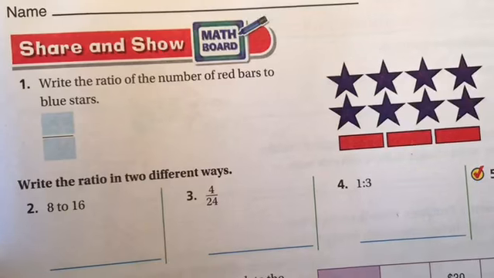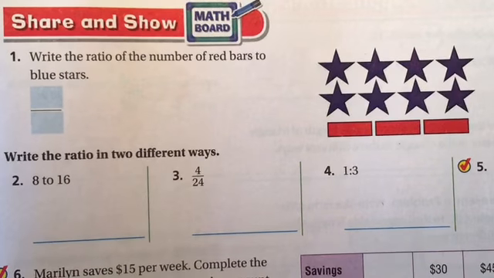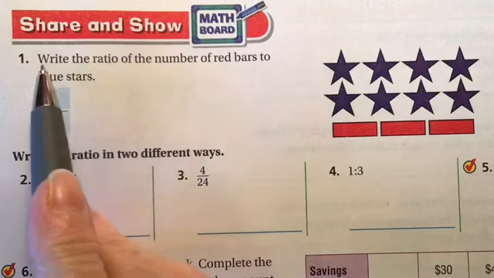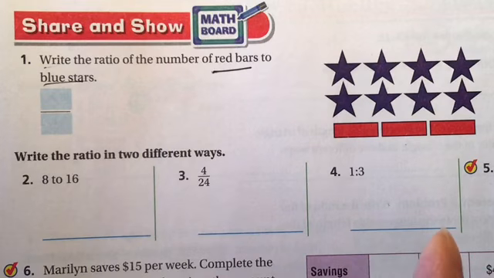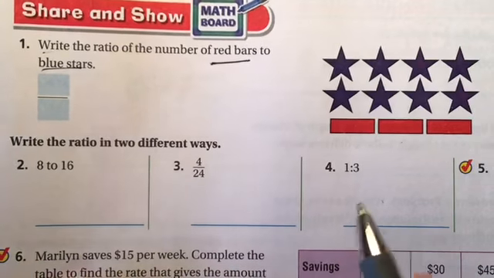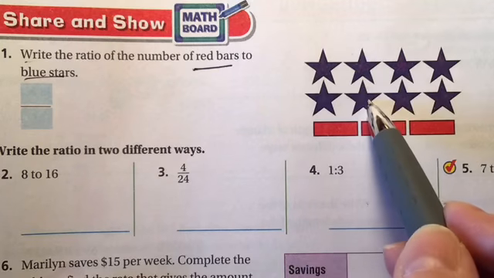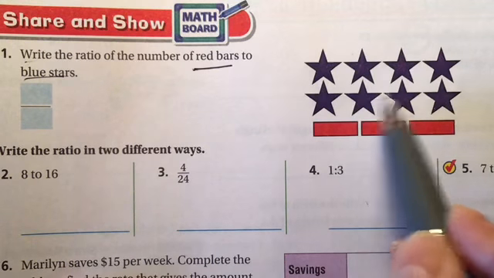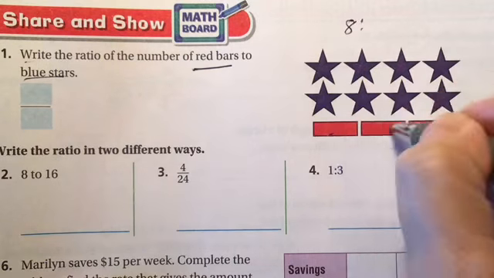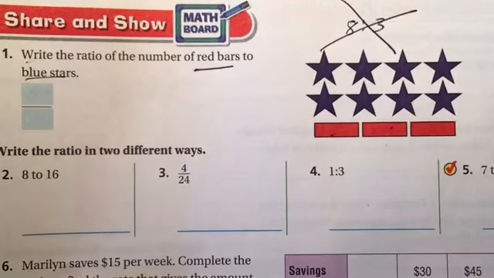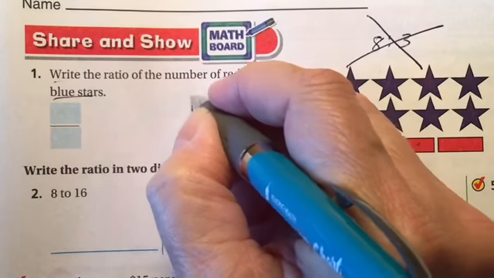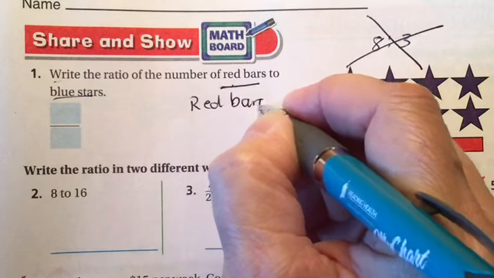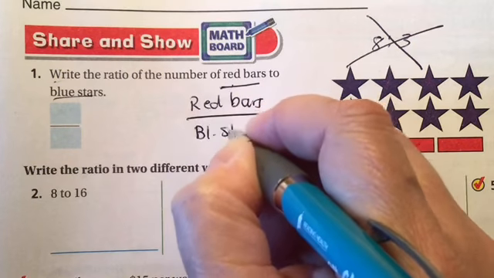All right, let's flip over to the next page. They do a mix of rates and ratios up here, and let's just remember order matters. So here on 219, write the ratio of the number of red bars to blue stars. Be careful, because I bet a whole lot of people, since the stars are on top, would count up the stars 1, 2, 3, 4, 5, 6, 7, 8, and go 8 to 3. But that is wrong, because they wanted red bars to blue stars.